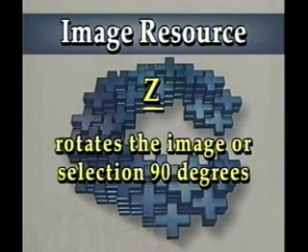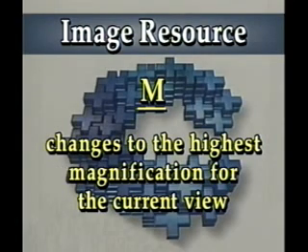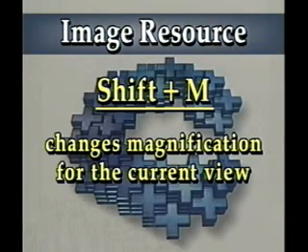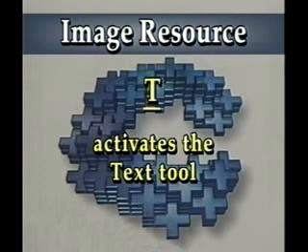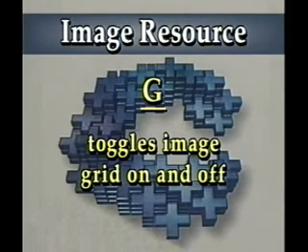Z rotates image or selection 90 degrees. M changes to the highest magnification for the current view. Shift plus M changes magnification for the current view. S activates the Select tool. T activates the Text tool. G toggles image grid on and off.